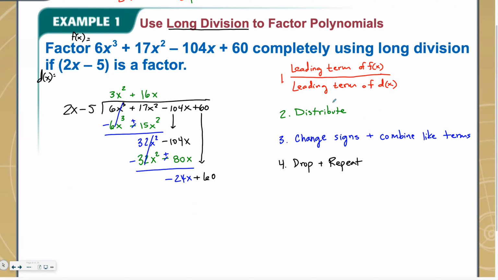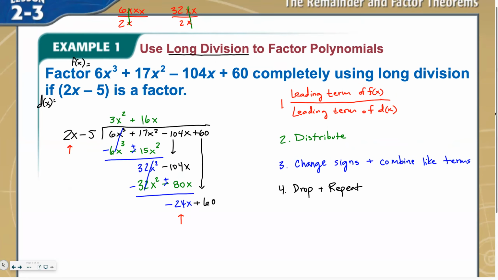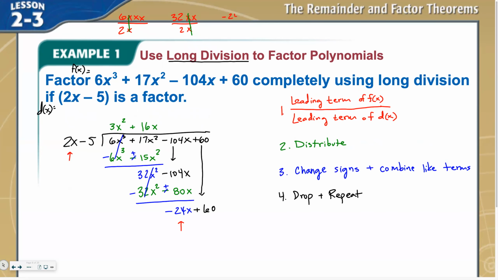One more time. It says to take the leading term of f of x divided by the leading term of d of x. What is my leading term of f of x now? Negative 24x, and it's going to get divided by 2x. Shouldn't have shifted down yet. We can go back up to the top one last time. Negative 24x divided by 2x. The x's simplify. What's negative 24 divided by 2, Natalia? Negative 12, I agree. So again, I'm writing it in this column.